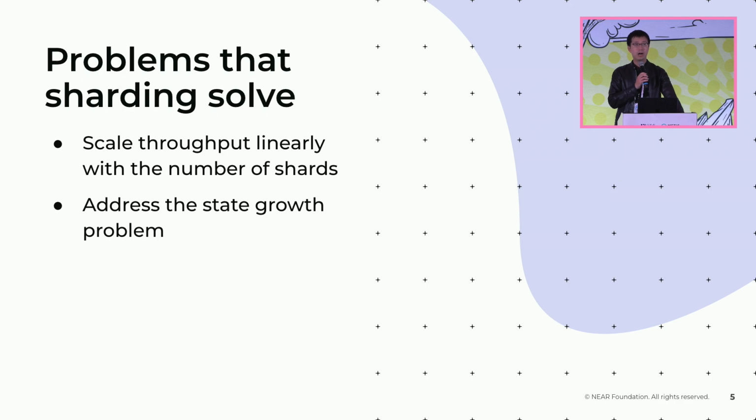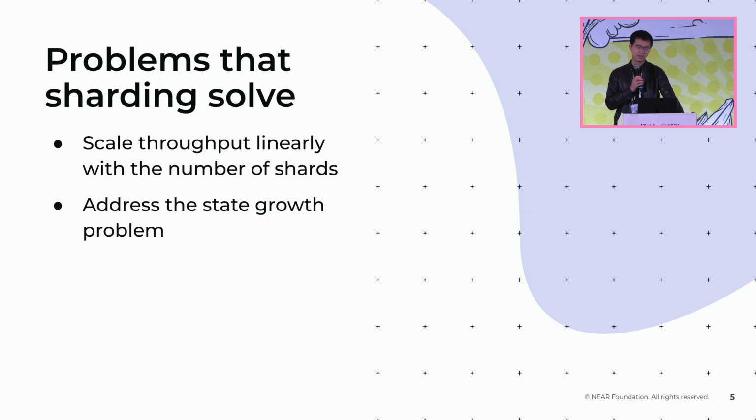But one thing that is not talked about much is that it's actually a very effective solution to the state growth problem. In a non-sharded blockchain, you not only have the throughput problem, you also have the problem that the state is growing potentially very fast, in the case of chains like Solana. And you need a way to address this problem.